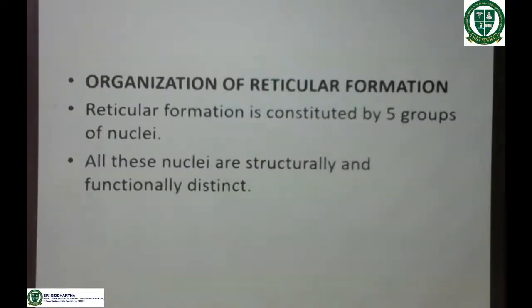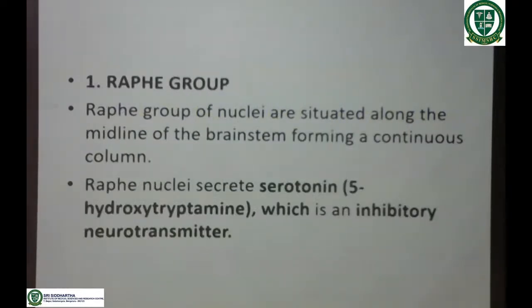Organization of the reticular formation. Reticular formation is constituted by 5 groups of nuclei. Which are those 5 groups? All these nuclei of 5 groups are structurally and functionally distinct in nature. So, which are the 5 groups of nuclei which form the reticular formation?